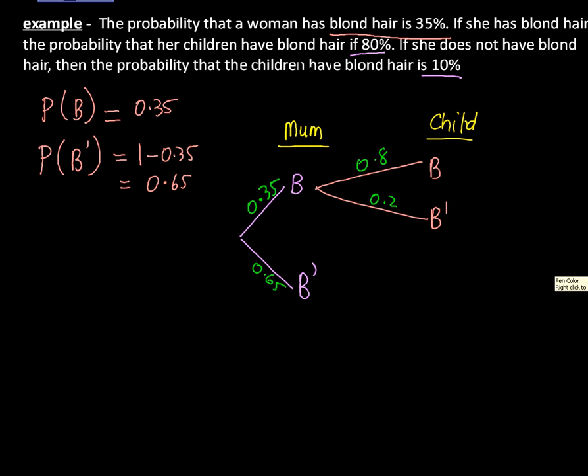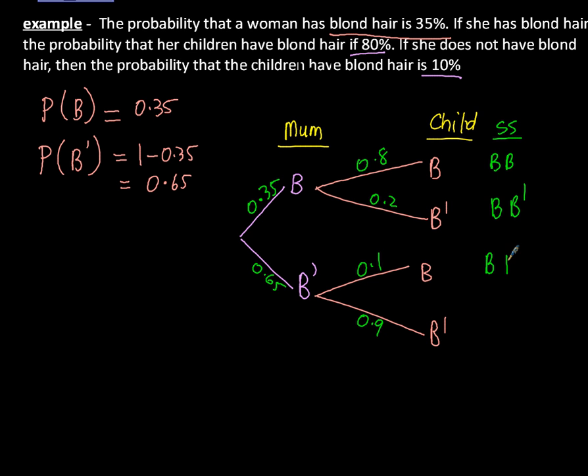All right, let's have a look at the next one. If the mum is blonde, there's 2 outcomes for the kids. They can be blonde or not blonde. So if the mum does not have blonde hair, then the chance that her child has blonde hair is 10%. So I'm going to put 0.1 there. And the chance that she does not have blonde hair obviously is 90%. So here's our sample space. We've got blonde, blonde, blonde and not blonde child, a not blonde mum but a blonde child, and a not blonde mum and a not blonde child.